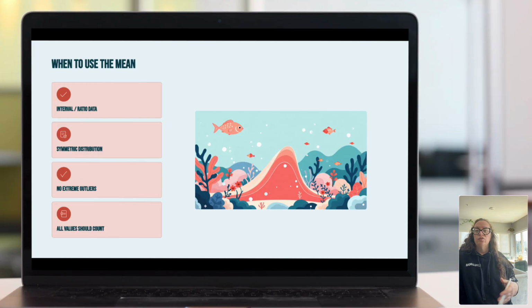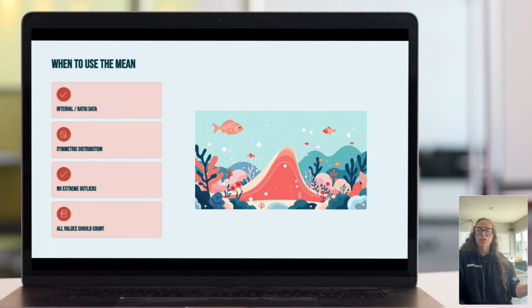You want to use all the information in your data when every value should count. Okay, that is when you use the mean. The mean can be misleading when your distribution is skewed. The mean will get pulled towards the tail of the skew, and we're going to talk more about skews later. So, outliers are present. This is when means can be misleading. Extreme values distort the mean.